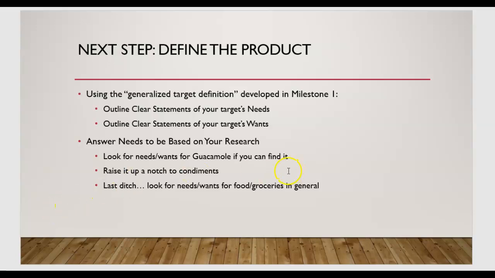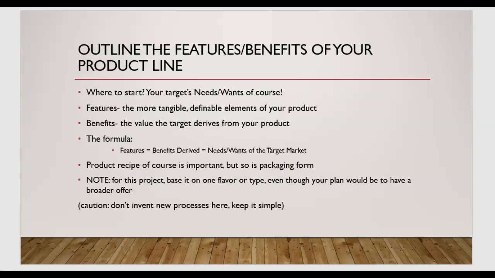Try to understand what it is that they are looking for. If you're not able to find it for guacamole products, there are some, but you might have to raise it up a notch and look at condiments in general, and as a last ditch, look at what they want from food and groceries in general as a starting point. Either way, what's important is to understand and articulate what your target market is looking for in relationship to the product, because that should ultimately determine how you're going to put your product together.